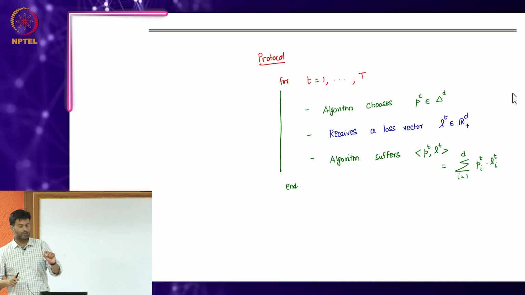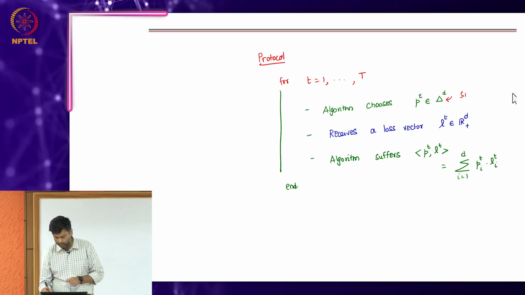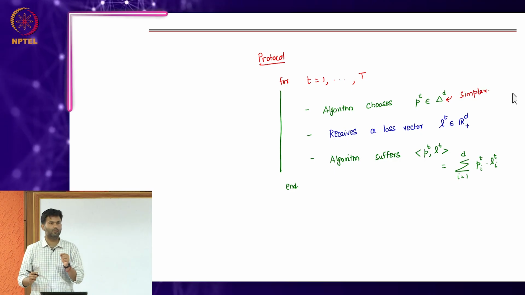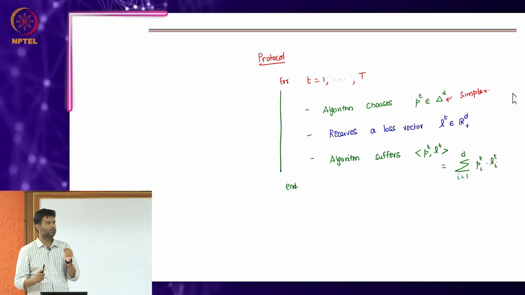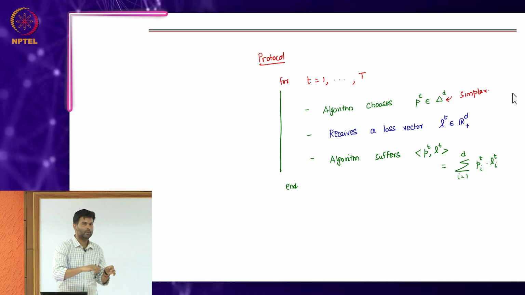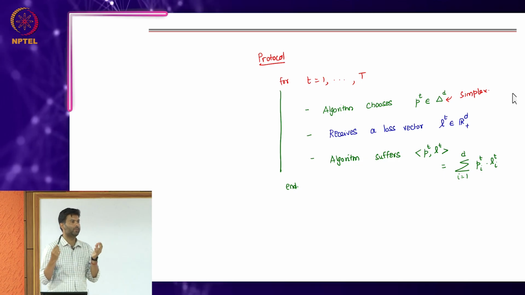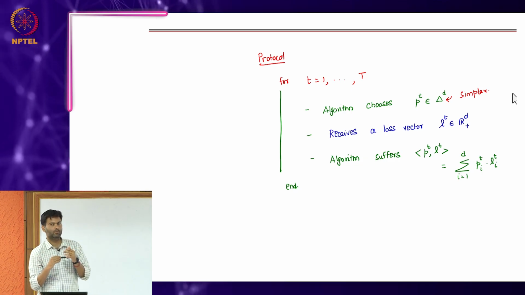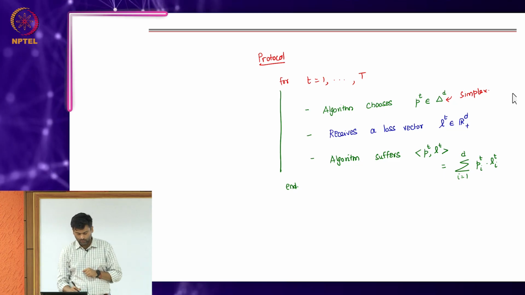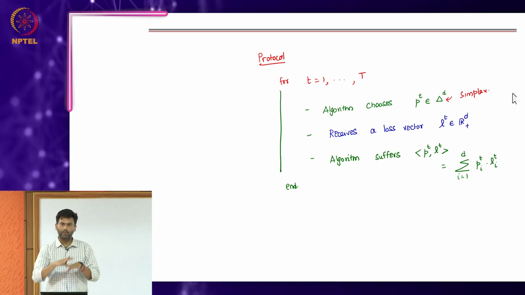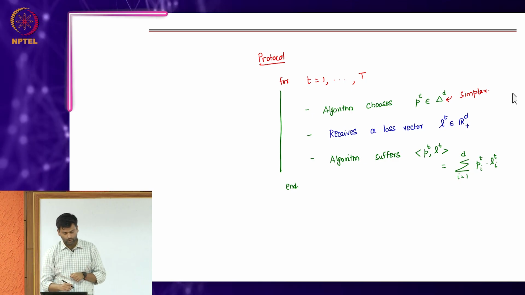So the algorithm chooses something, and this is what is called a simplex. So what's a simplex? Anybody know what a simplex is? It's okay if it is wrong. Okay, fine. The simplex is just a set of vectors. Everybody knows what a vector is, right? A vector is a bunch of ordered numbers which has a direction and a magnitude.